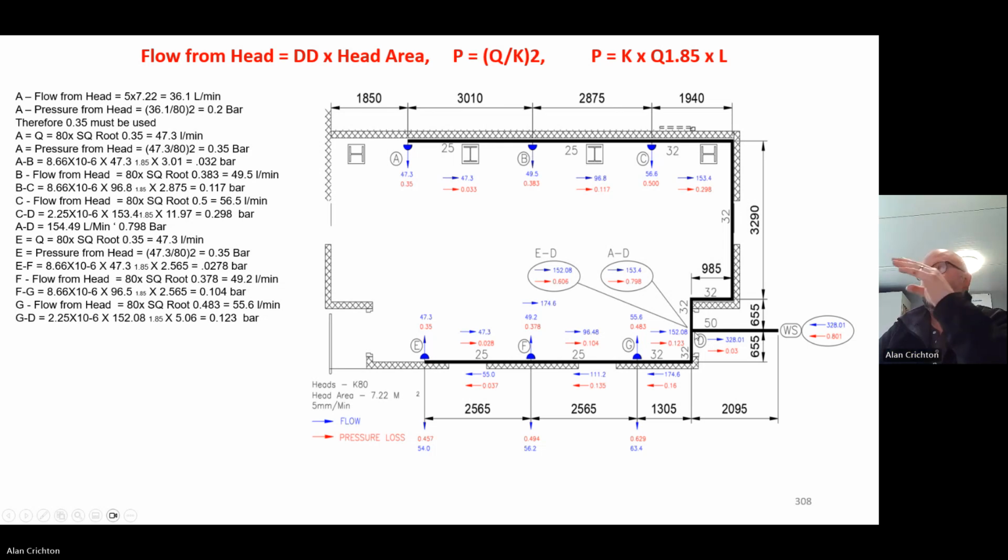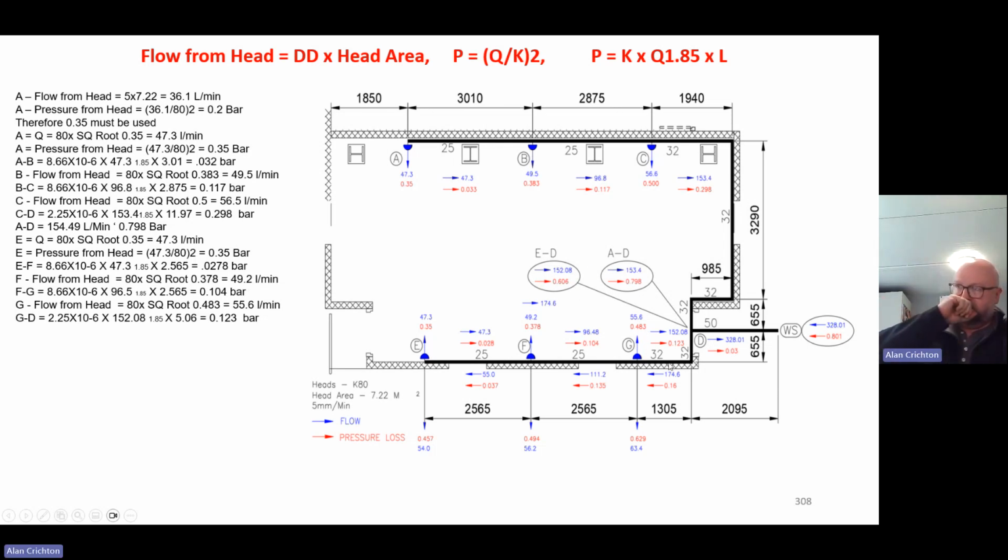We then need to work out what the flow and pressures are for the south leg. Now on the south leg, it's 152.08 and it's 0.606 bar. If we add up the last pressure at head G and 0.123, that's what we get.